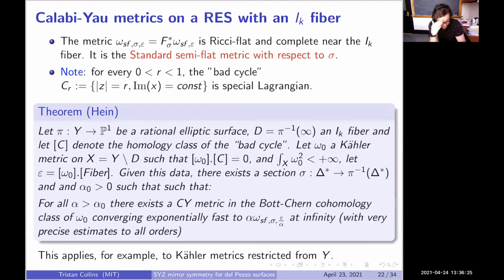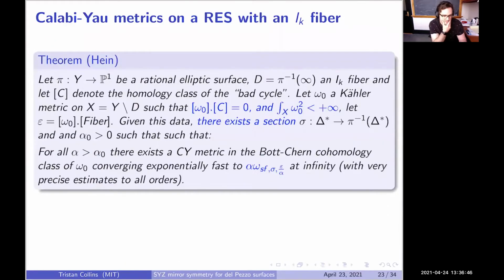So this constructs non-compact, or complete, Calabi-Yau metrics on this non-compact manifold. But there's a lot of data that goes into this construction. You see that there's a statement about the existence of a section and some parameter alpha naught. Let me just highlight these things here. There are essentially 3 assumptions: you pair to 0 with the bad cycle, your Kähler metric has finite volume, and then you conclude that there exists some section.